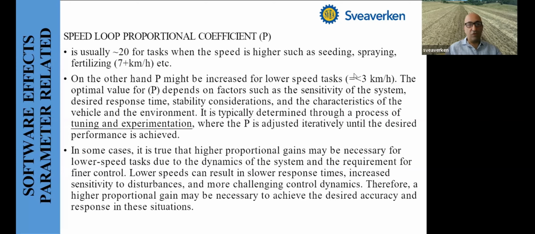There is no optimal value for this P-value, but it is highly related with the characteristics of the vehicle and environment. Of course, it should be determined by you through the process of tuning and experimentation. You may have to change it 2 or 3 times to find the exact value. The dynamics of the system and the requirements of finer control are important here. The lower speeds can result in slower response times. That's why sensitivity is increased because of that. Is it okay, or is there another question or any feedback on the P-value?